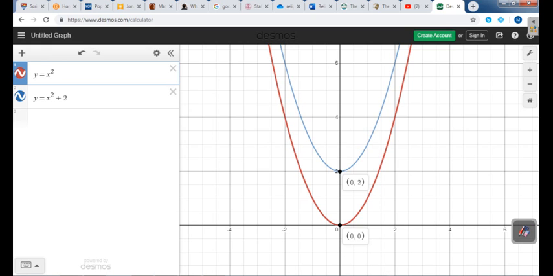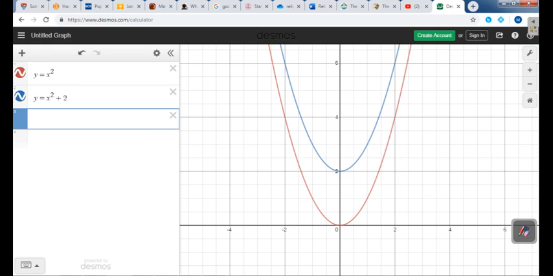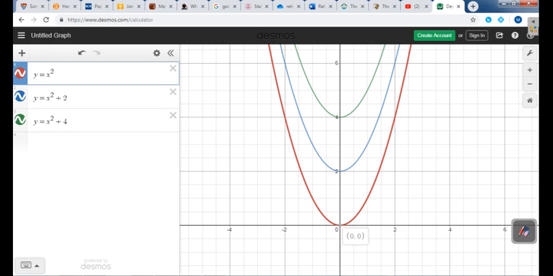Let's look at the third one. So what was the third one? Y equals x squared plus 4. Again, what do we notice here? It moved up. We always compare to the original one, so we always compare to the red one. To the red one, it moved up 4. So that plus 4 caused my whole graph to move up 4 units.